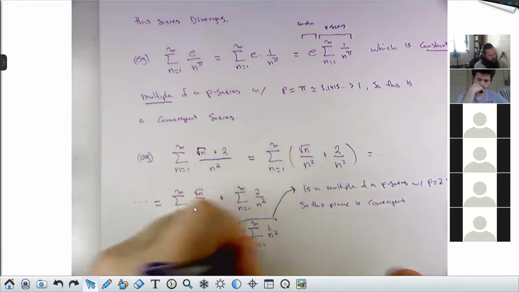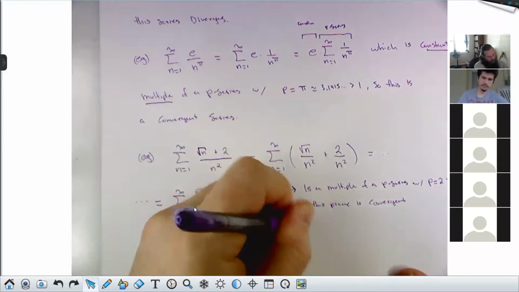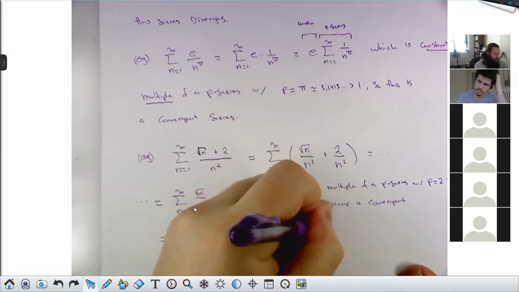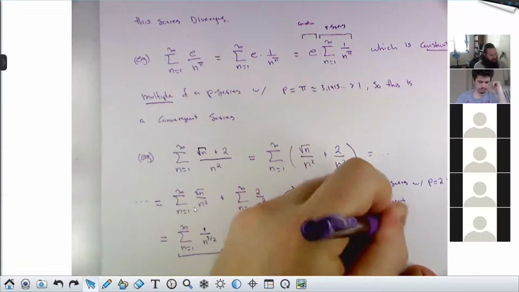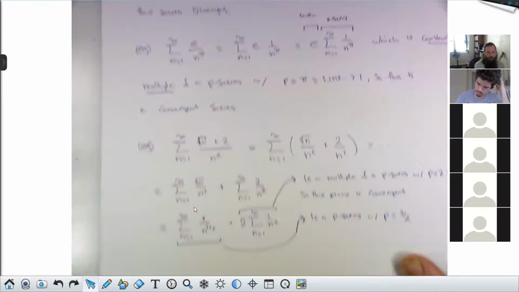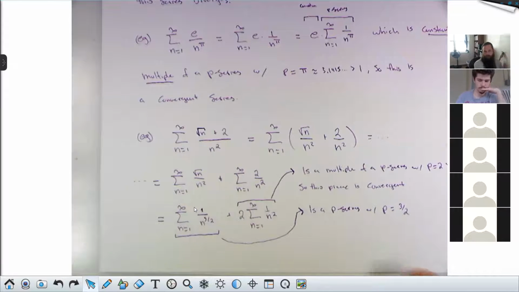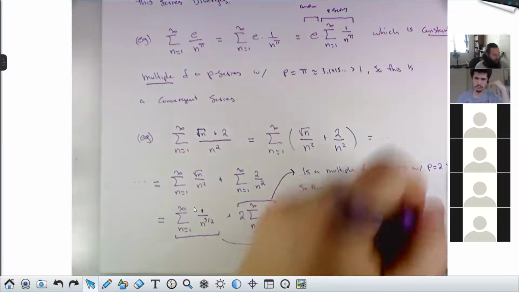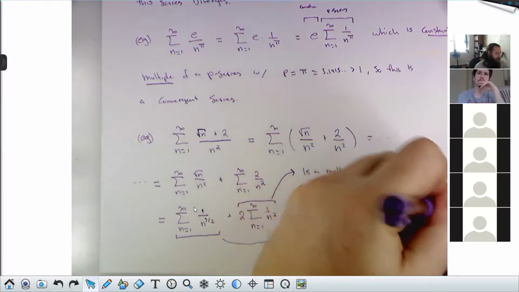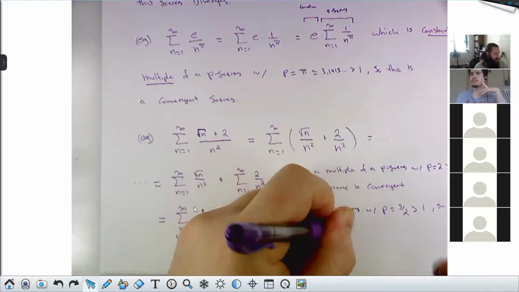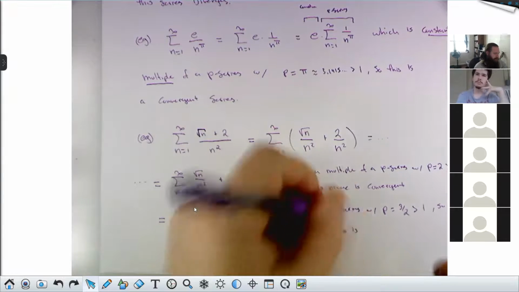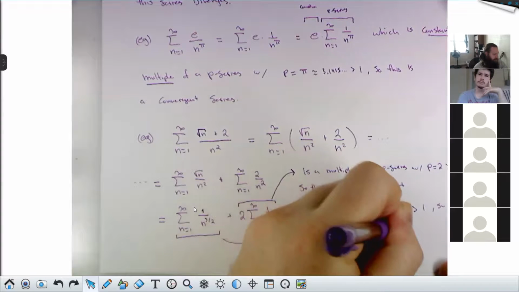This piece is just a straight up p series, with p equal to 3/2. So what's up with it? It'll converge because p is more than 1. Good. 3/2 is 1.5, which is bigger than 1. So this piece converges also. This piece is also convergent.